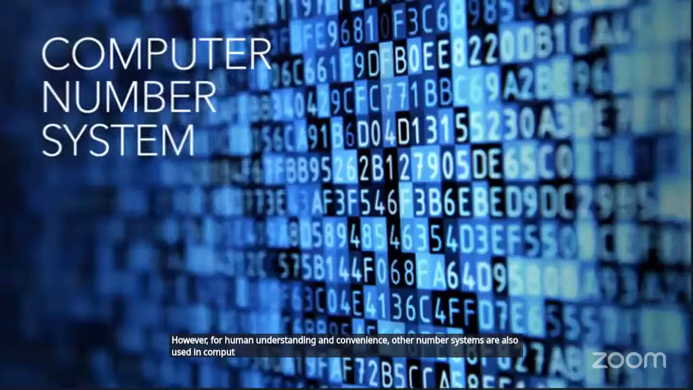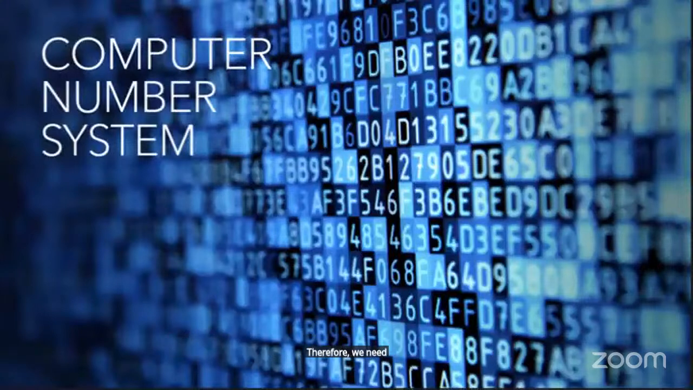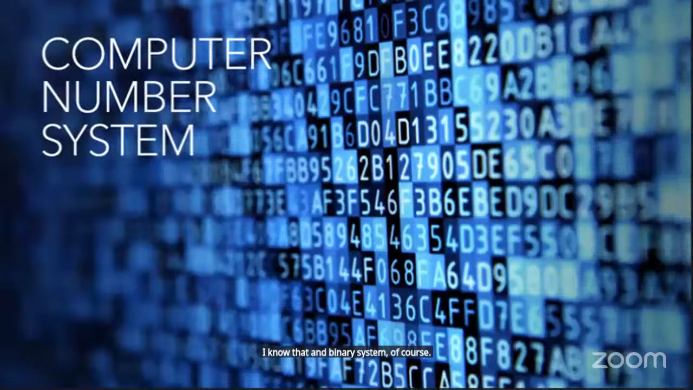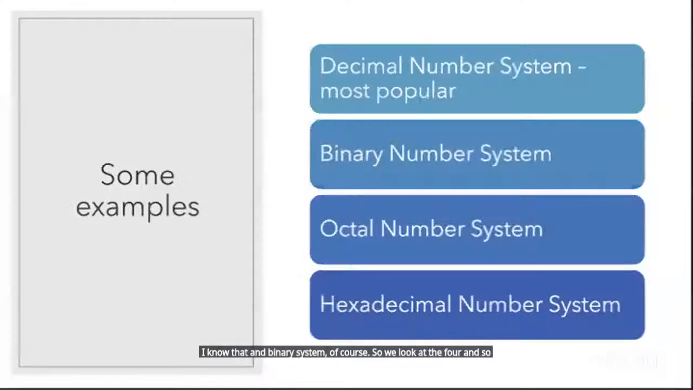So we cannot just be using the binary system, both computer and humans. The binary system will be very hard for you and me to understand. Therefore, we need other number systems to be able to understand what the computer uses. So that's why you have the decimal number system, the octal number system, the hexadecimal number system and all that, and the binary system, of course. So bring out your pen and your paper. We'll do some solutions, but that's in the next four slides.